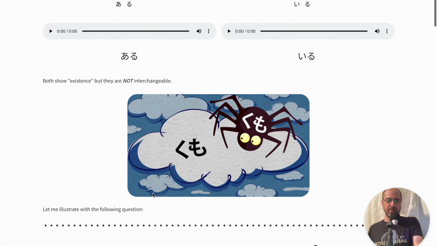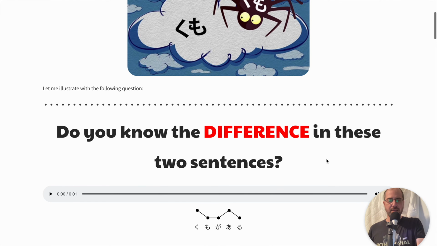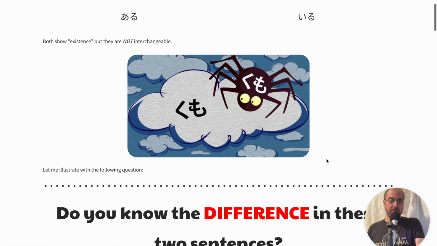So we have an example here. Here's a picture of a spider and a cloud. Both spider and cloud are pronounced kumo. They're both exactly the same. In fact, even the pitch accent is high, low. It's the same. Kumo, kumo, which we'll listen to Yumi's recording in just a moment.